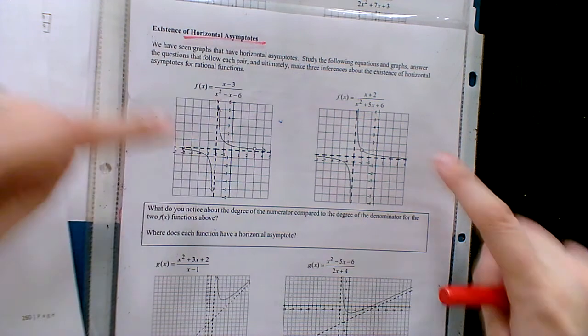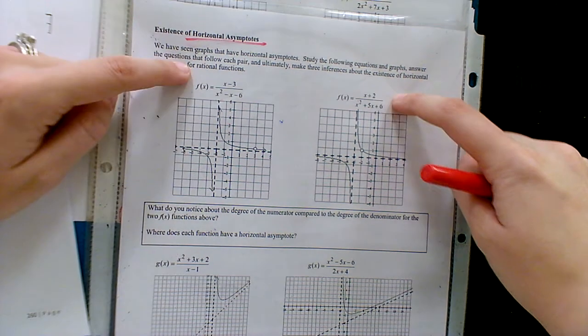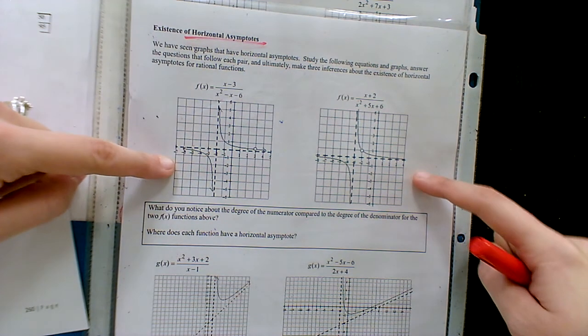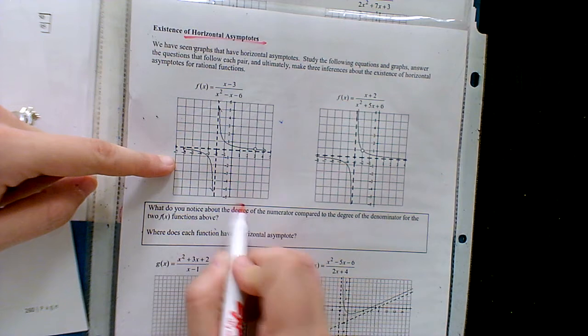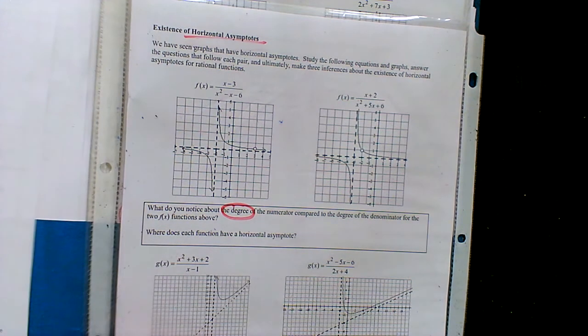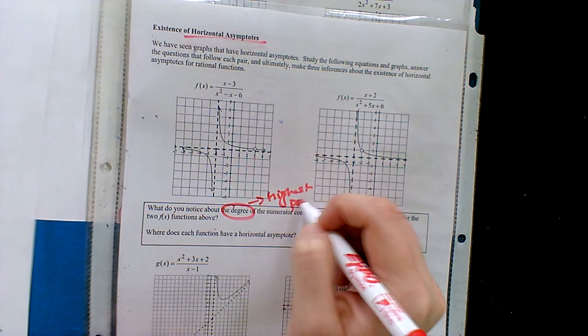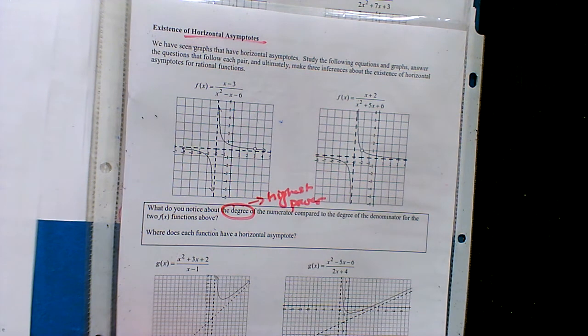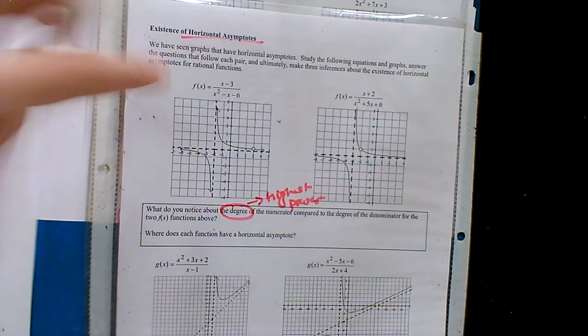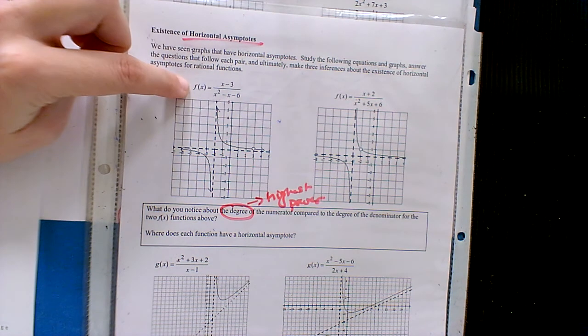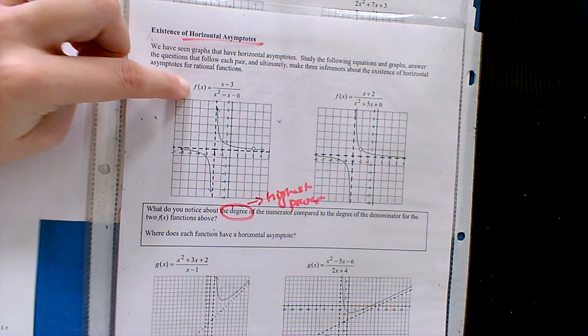So looking at these first two examples, okay, of equations and graphs, I want us to take a look at the degree, okay, the highest power of the top part of our fraction and the bottom part of our fraction. If we take a look at f of x, what's the degree of the top? The highest power from the top?